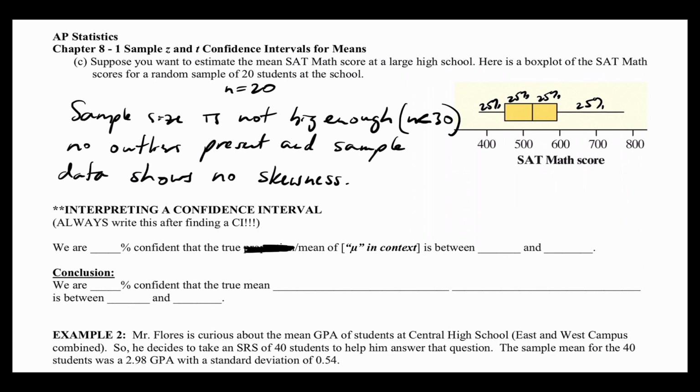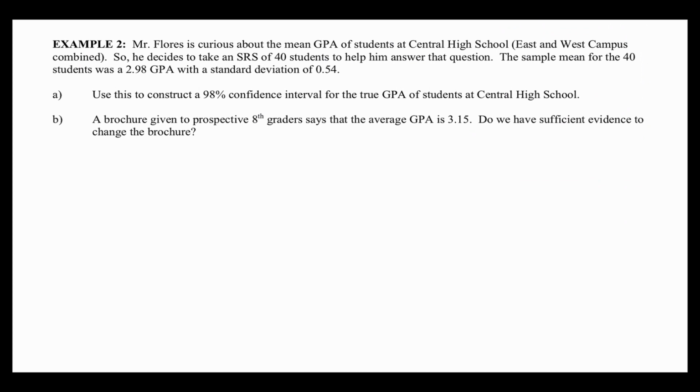We're not going to have time to finish this example, but at least we can get it started. So we're going to do a practice problem. Mr. Flores is curious about the mean GPA of students at Central High School, East and West Campus combined. So he decides to take an SRS of 40 students to help him answer that question. The sample mean for the 40 students is 2.98 GPA with a standard deviation of 0.54. Use this to construct a 98% confidence interval for the true GPA of students at Central High School.